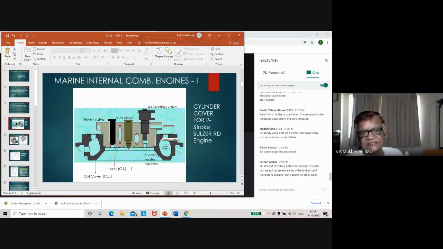And for MAN engines, if I remember, it used to be 128 bar. So that pressure will lift this valve and allow that extra pressure to be released into the engine room. And once that pressure drops, the relief valve instantaneously sits back. So it's a spring-loaded valve. Beside the relief valve, what you have is the fuel injector. This fuel injector is also called a fuel valve. And this fuel valve is actually hydraulically pressurized to open.